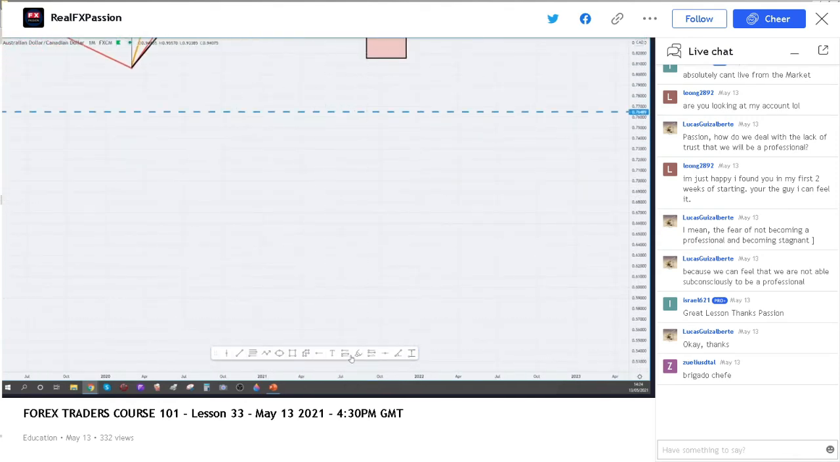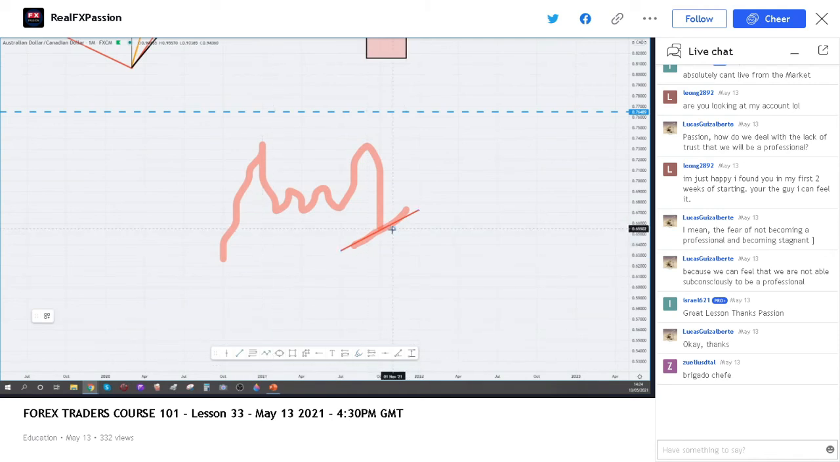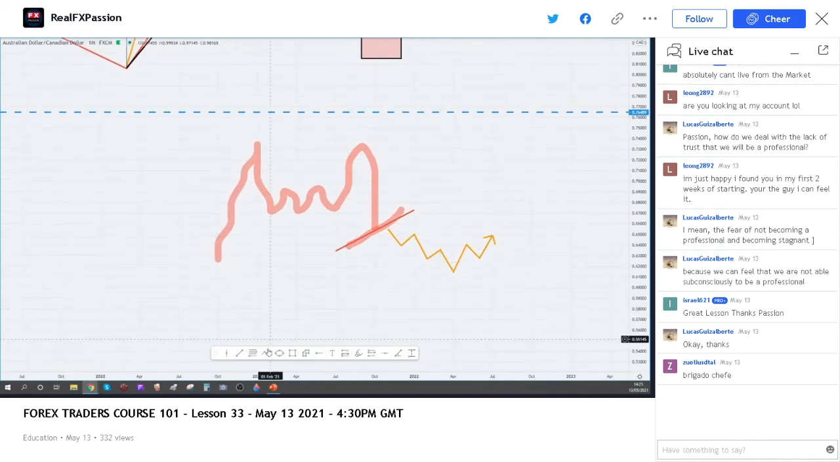In other words, if you have double tops like this, and you short the market in here, and the market does lower low, lower high, lower low, lower high, lower low, lower high, and it makes higher high, higher low, and you get out of the market in here, everybody.